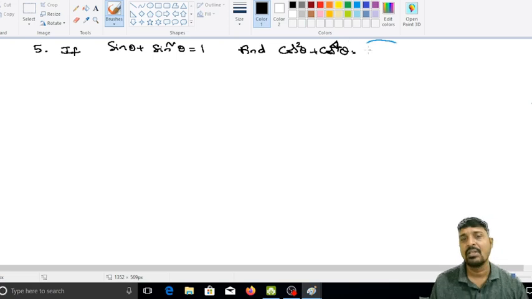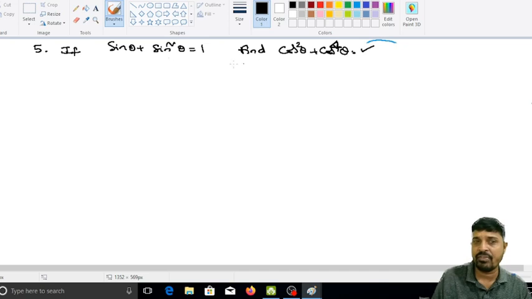Okay, just pause the video and go for a try. Sin theta plus sin square theta equals to 1. Then you have to find the value of cos square theta plus cos power 4 theta. See, this is the given condition, so we will start the problem exactly from there.